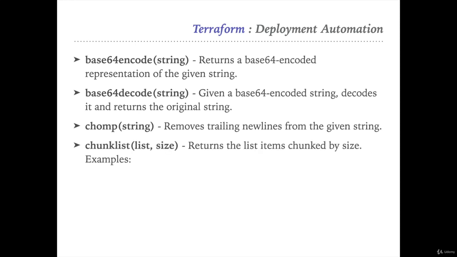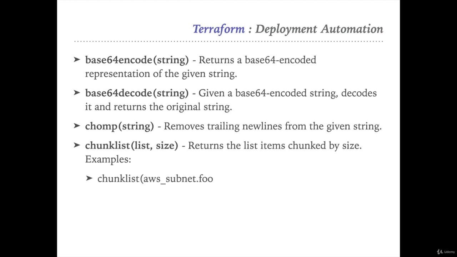Then there is an important function called chunklist. Chunklist accepts two parameters. First, it accepts the list, and second, it accepts the size. In the first argument, we can define the list of values, which could be subnets, IP ranges, or anything. In the second, we supply the size, and it will return the list items chunked by that size. It means if you define a list and a size of 1, this function will return a list of lists, and each inner list will have one value.